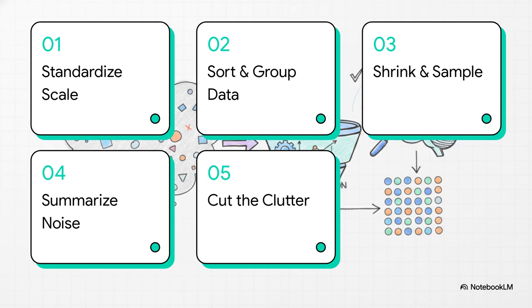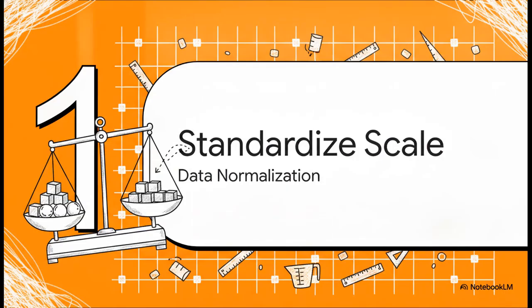So, here's our kitchen prep checklist for today. Step 1, standardizing the scale. Step 2, sorting and grouping data. Step 3, shrinking and sampling. Step 4, summarizing the noise. And 5, cutting the clutter. Let's dive right into step 1, standardizing the scale.